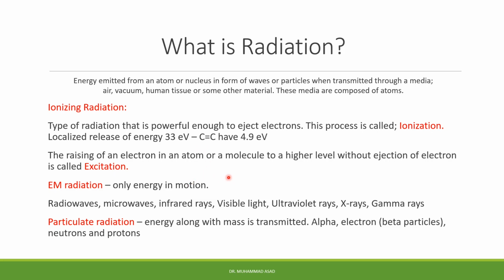So regarding ionizing radiation, these are of two types, electromagnetic radiation and particulate radiation. Particulate radiation, by name it suggests that it is about particles. So this is the energy with mass and sometimes with charge. It is transmitted through a medium. It can be alpha particles, beta particles, electrons, neutrons and protons. While in electromagnetic radiation, only energy is in motion, and we have radio waves, microwaves, infrared rays, visible light, ultraviolet rays.